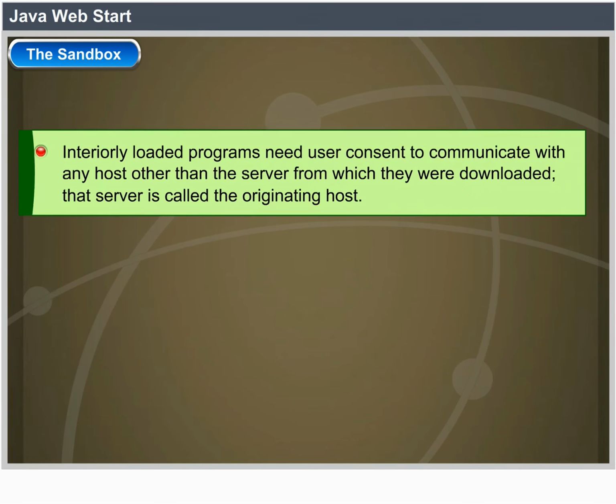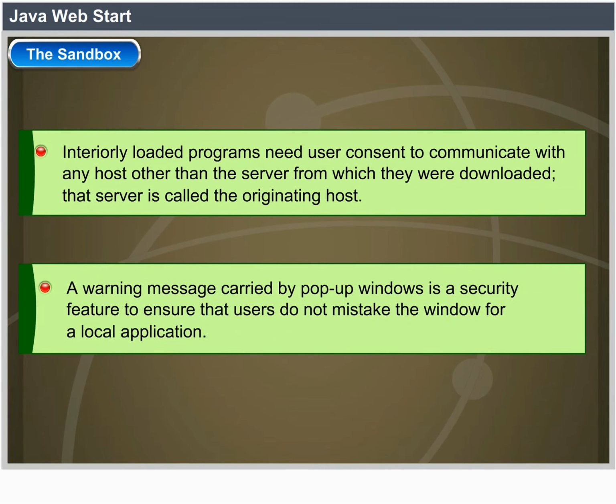Additionally, loaded programs need user consent to communicate with any host other than the server from which they were downloaded. That server is called the originating host. A warning message carried by a pop-up window is a security feature to ensure that users do not mistake the window for a local application.